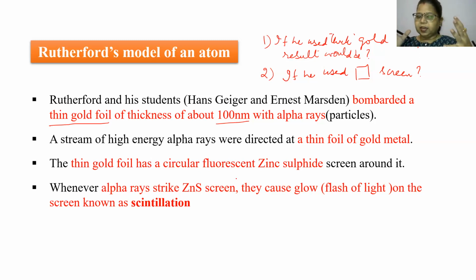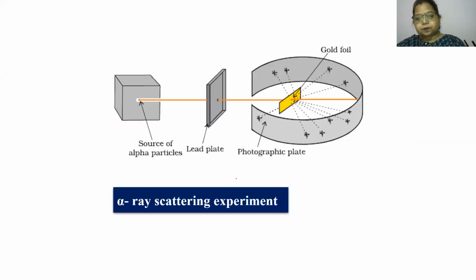So whatever we were doing before this class about the Rutherford model, I want to add a few more things to it. That is, 100 nanometer was the thickness of the gold foil, and the zinc sulfide screen is fluorescent and circular, right? The setup was something like this. Now, one question was why this was circular.